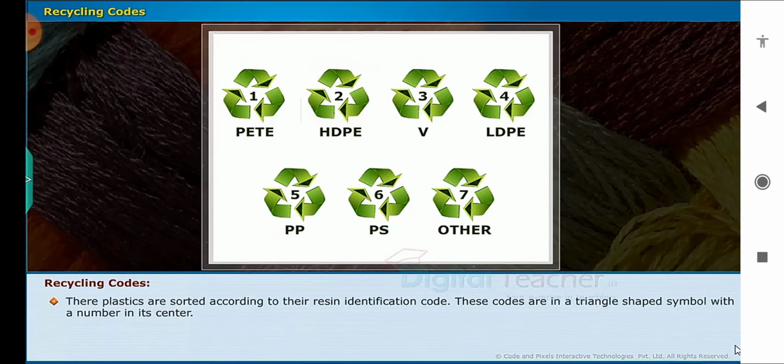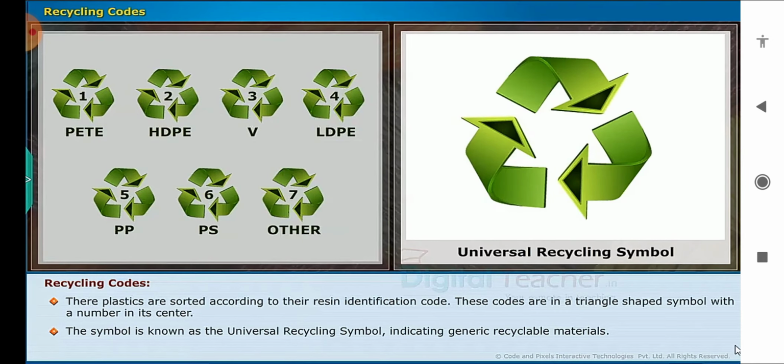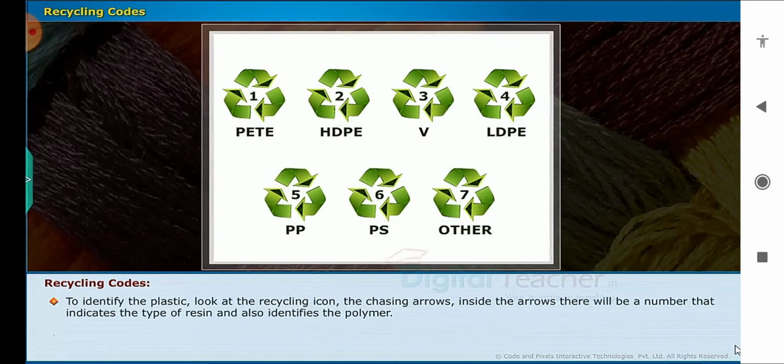These plastics are sorted according to their resin identification code. These codes are in a triangle-shaped symbol with a number in its center. The symbol is known as the universal recycling symbol, indicating generic recyclable materials. To identify the plastic, look at the recycling icon, the chasing arrows. Inside the arrows there will be a number that indicates the type of resin and also identifies the polymer.